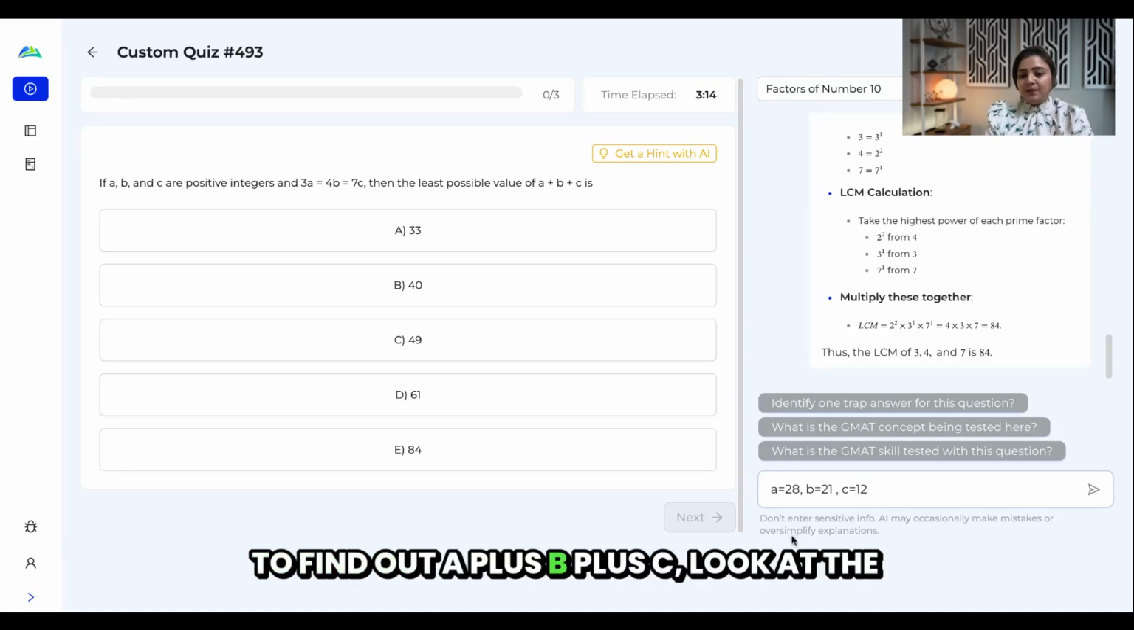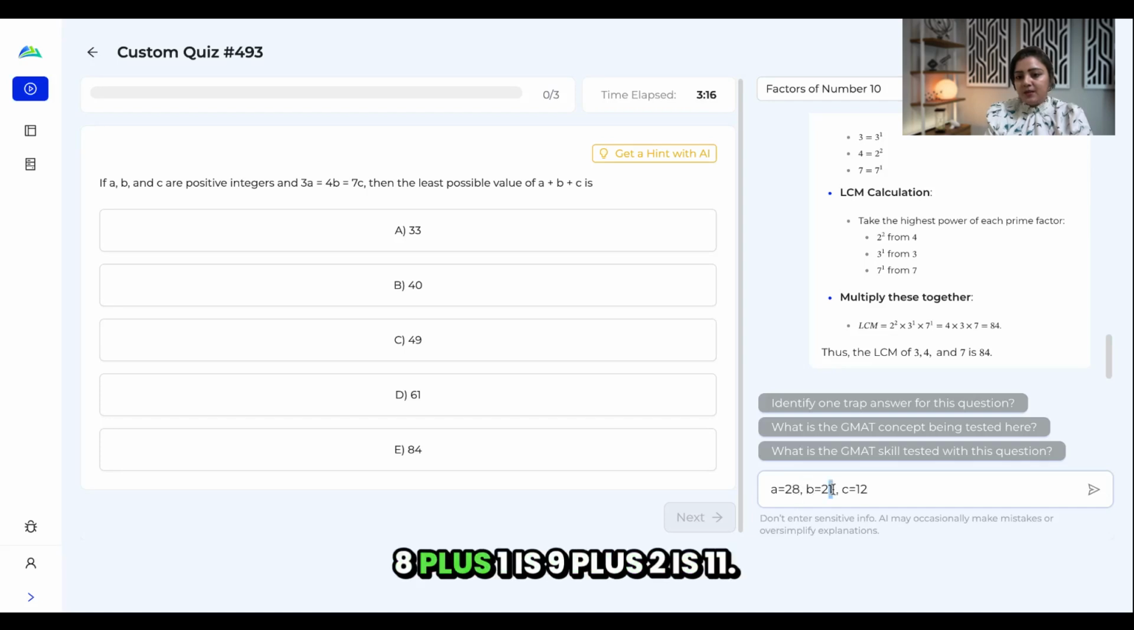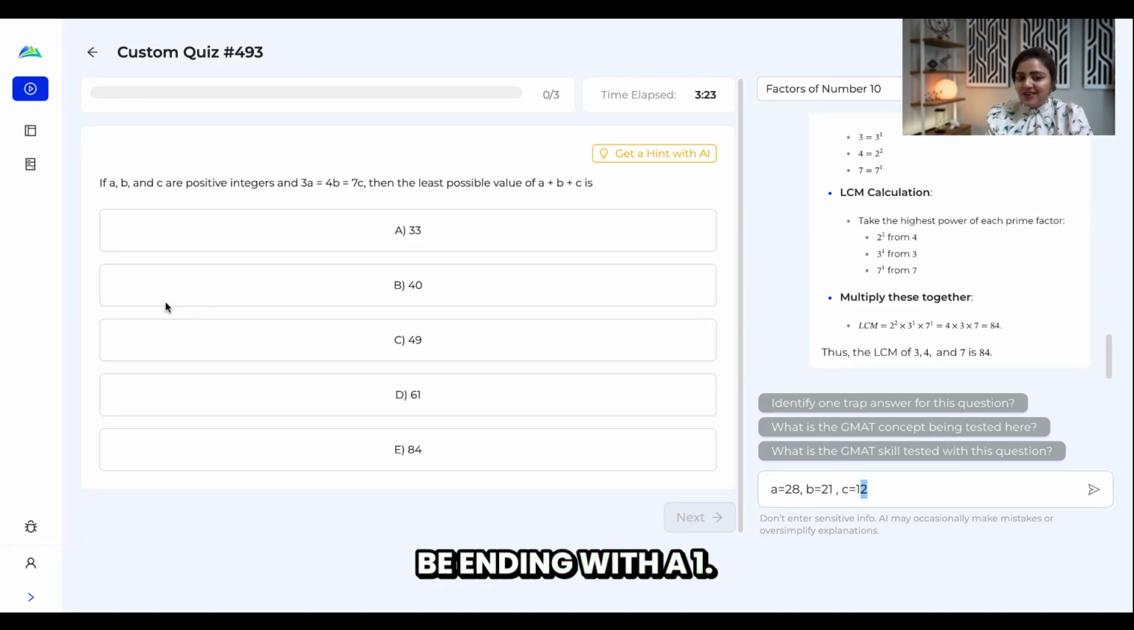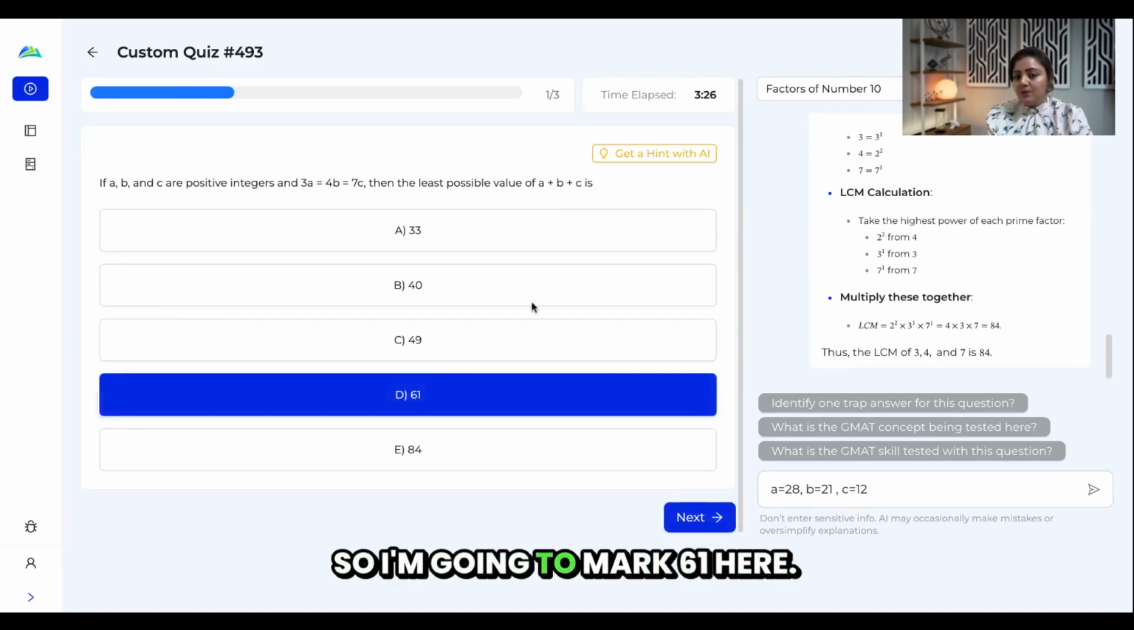To find out A plus B plus C, look at the last digits. 8 plus 1 is 9 plus 2 is 11. So the answer I'm looking for should be ending with a 1. Right? And the only answer choice is 61. So I'm going to mark 61 here.